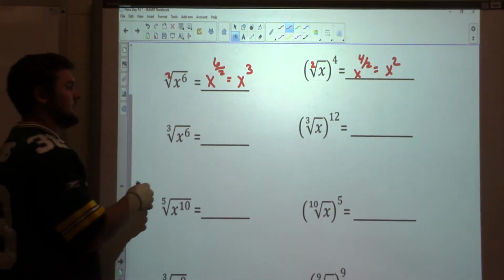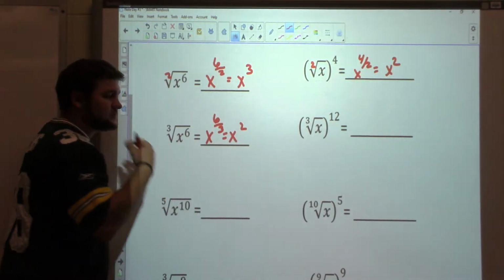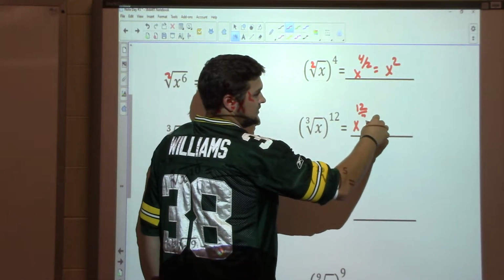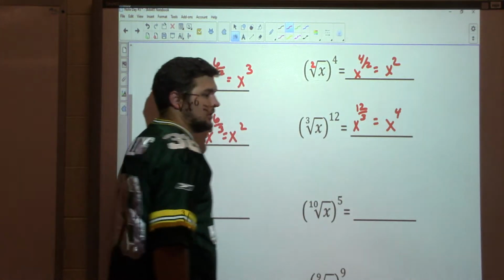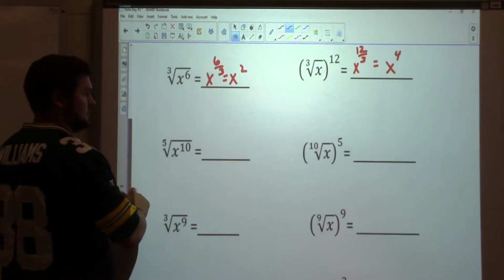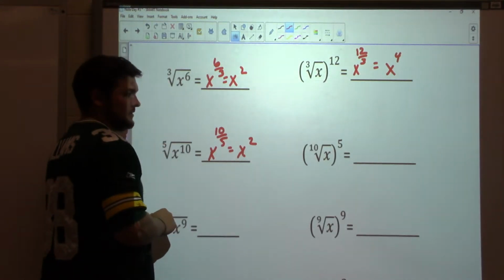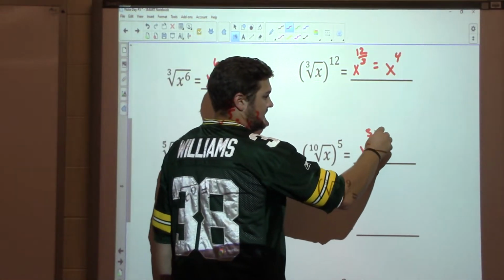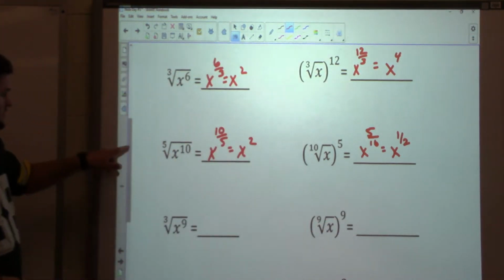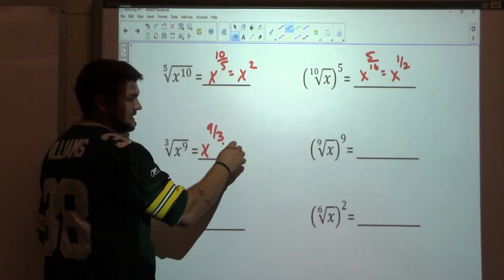If I'm going too fast, you want me to stop, just let me know. X to the 6 thirds equals x squared. X to the 12 thirds reduces to x to the 4th. Right? Root becomes a denominator, power becomes a numerator. X to the 10 fifths equals x squared. X to the 5 tenths becomes x to the 1 half. X to the 9 thirds becomes x cubed.